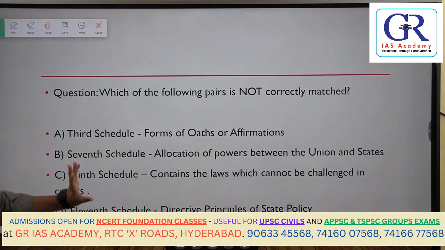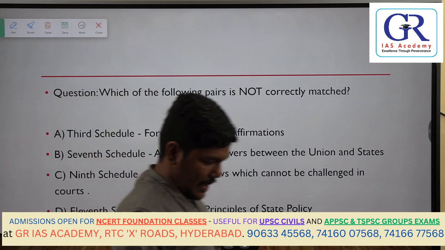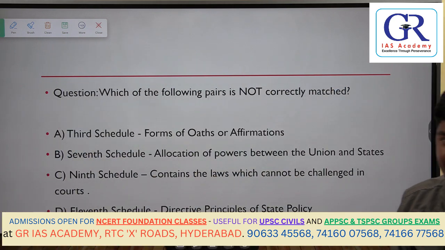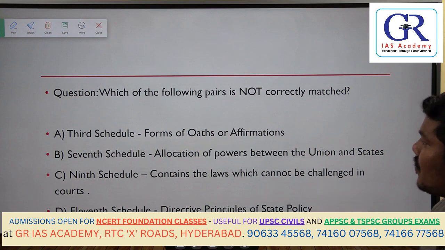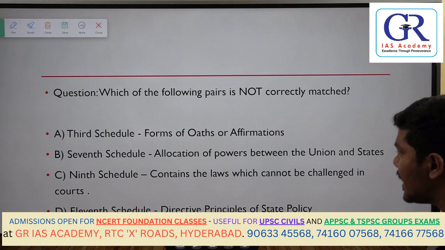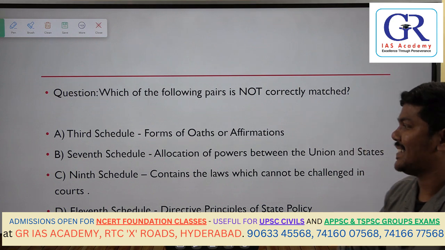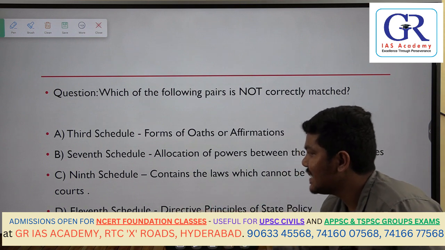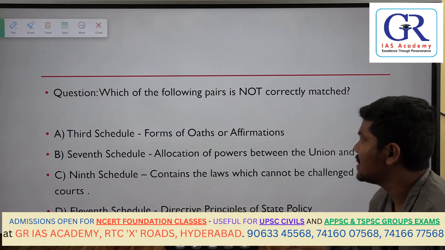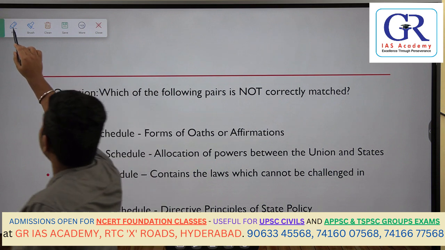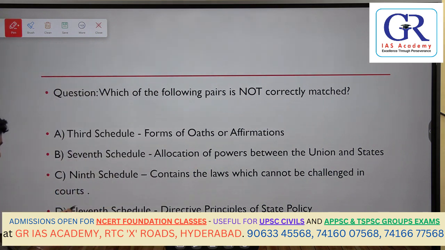Then, can you answer this one? Which is not correct again. Third schedule, forms of oath. Seventh schedule, allocation of powers between union and states. Ninth schedule, contains laws which cannot be challenged in courts. 11th schedule, directive principles of state policy. D is the correct answer, the 11th schedule, because it does not deal with directive principles of state policy. The 11th schedule actually deals with panchayats.